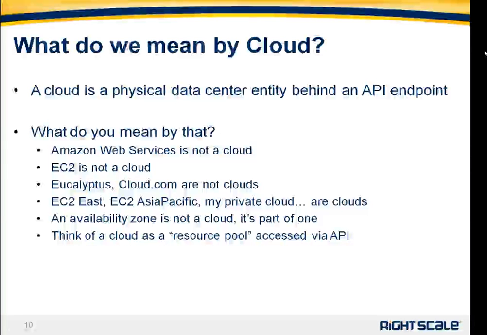So before we start, to clarify what we mean by a cloud, it's really a pool of resources that are behind an API endpoint. So a cloud could be Rackspace Cloud in the Texas data center. They have another one in Europe. Another cloud could be Amazon East. Another cloud is Amazon West, Amazon Japan. Those are different clouds, as well as any of your private clouds. Right? So it's important to know that a cloud is not an availability zone or Amazon Web Services itself. It's a combination of services. So that's what we mean by cloud.